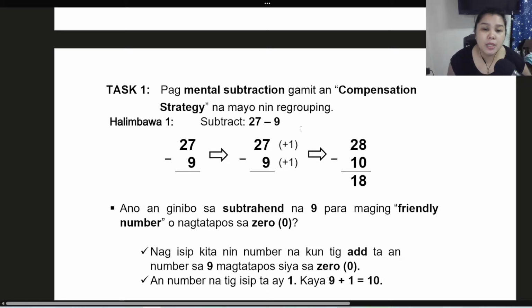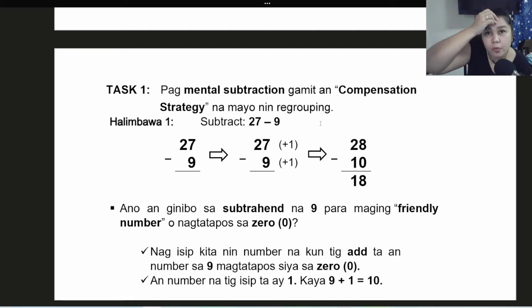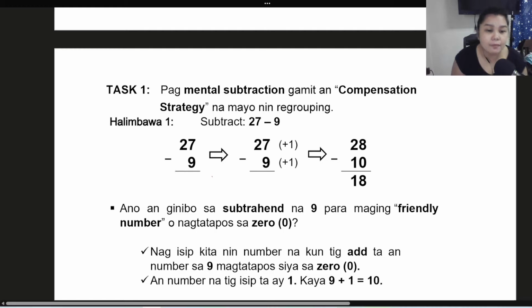So, ibig sabihin, may gagawin tayo with the given. So, halimbawa, you need to regroup, kailangan mas madaling pag-isipan yung numbers. Okay, we are going to make use of the friendly numbers. Okay, we have here example 27 minus 9. Okay, what we do is we have to make the subtrahend a friendly number.